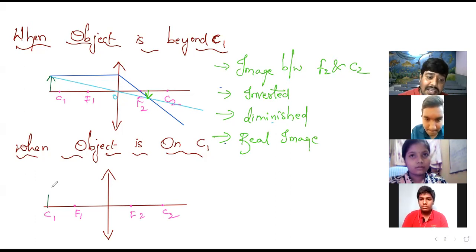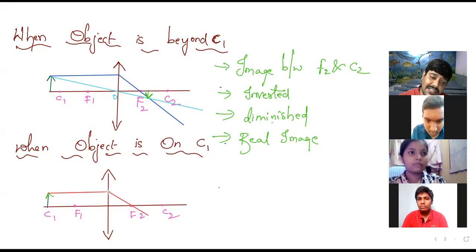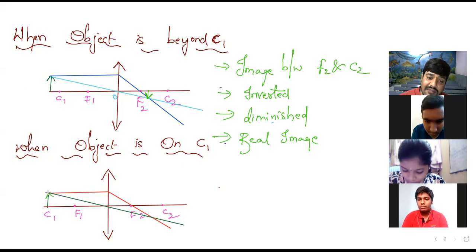Yes, when the object is on C. Where is the object? On C. Let us assume the object is on C. Then how is the image formed? This is the first ray: any ray which is parallel to the principal axis, after refracting, goes like this. Now you need to take one more ray: any ray which passes through the optic center, like this.